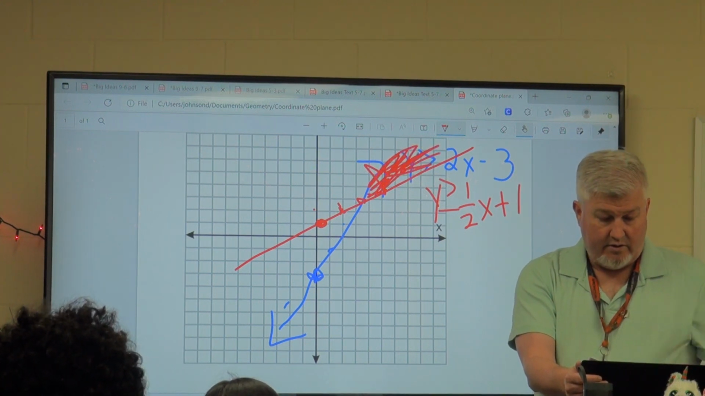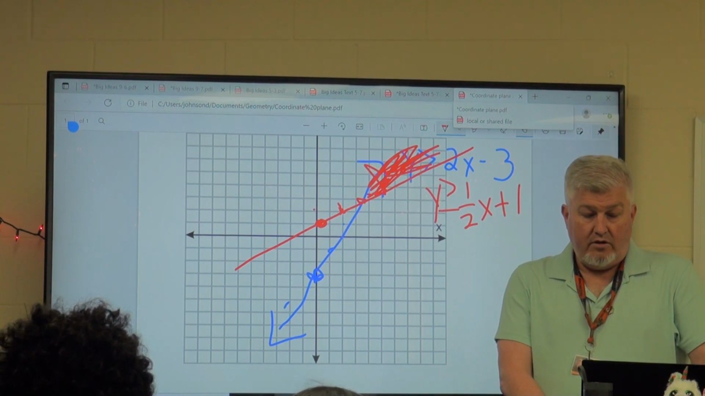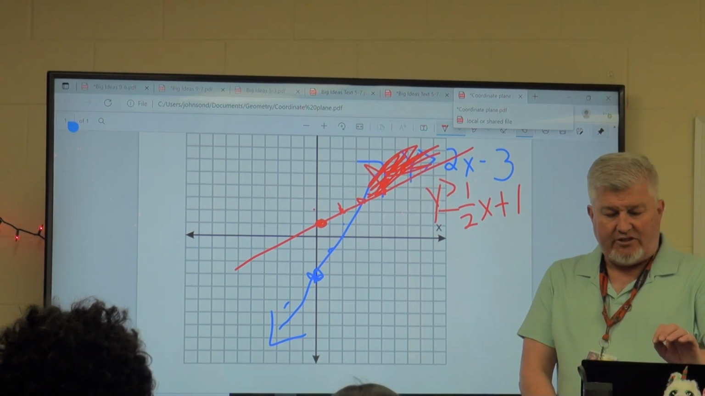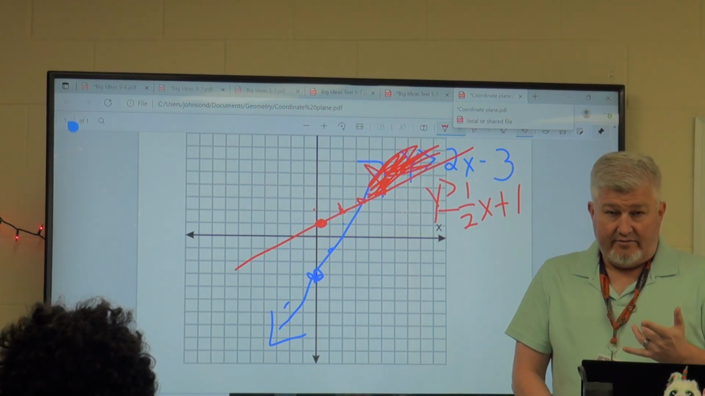Shouldn't your first equation be a dotted line? What's that? Shouldn't your first equation be a dotted line? Oh, yes, it should. Thank you, Sierra. Yes. I hadn't noted that yet.